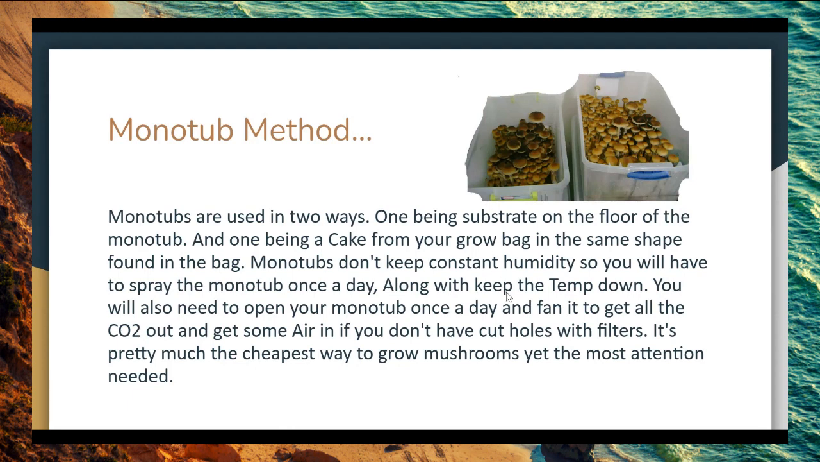So the problem with monotubs, though, is that you're going to want to grow them. You're going to have to humidify them once a day, and you're also going to have to fan them once a day, depending on the setup you have. If you have a monotub which has no holes in it, you're going to fan it once a day. And the humidity, you have to spray it once a day as well. If you do not do this, you're going to get all stem, and it's just going to be something that you don't want at all. It's pretty much the cheapest way to grow mushrooms, yet the most attention needed.